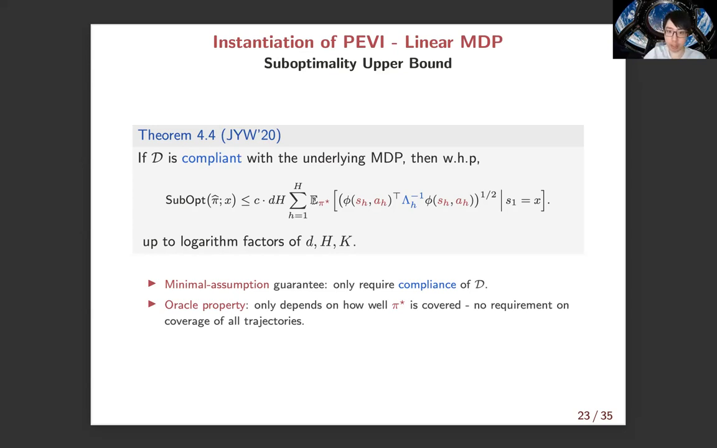So it automatically adapts to the trajectory of the optimum policy. And the guarantee only depends on how well this pi star is covered in the data set. And we do not require the coverage of any trajectory, for example, the trajectory of a suboptimal policy. So far, the upper bound is data dependent, although in our paper, we have several special cases which essentially characterize this upper bound when we have a certain property of the lambda matrix.